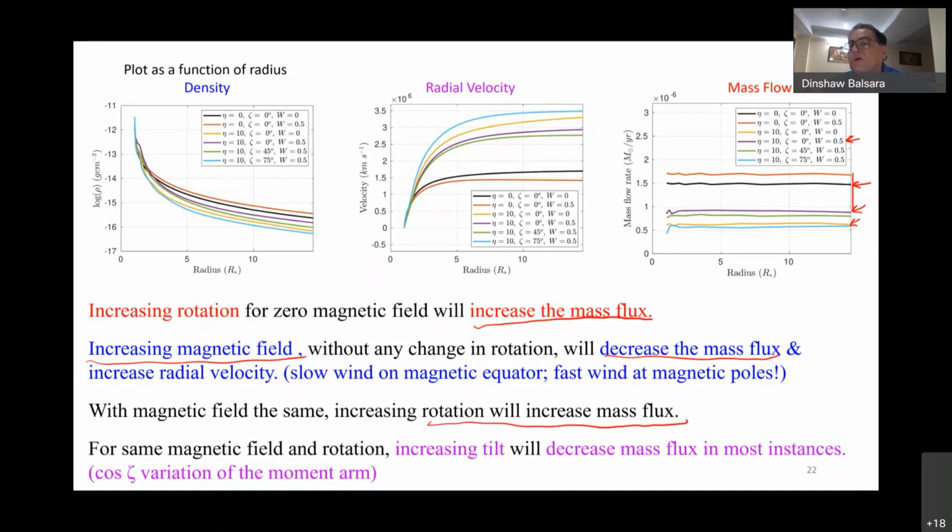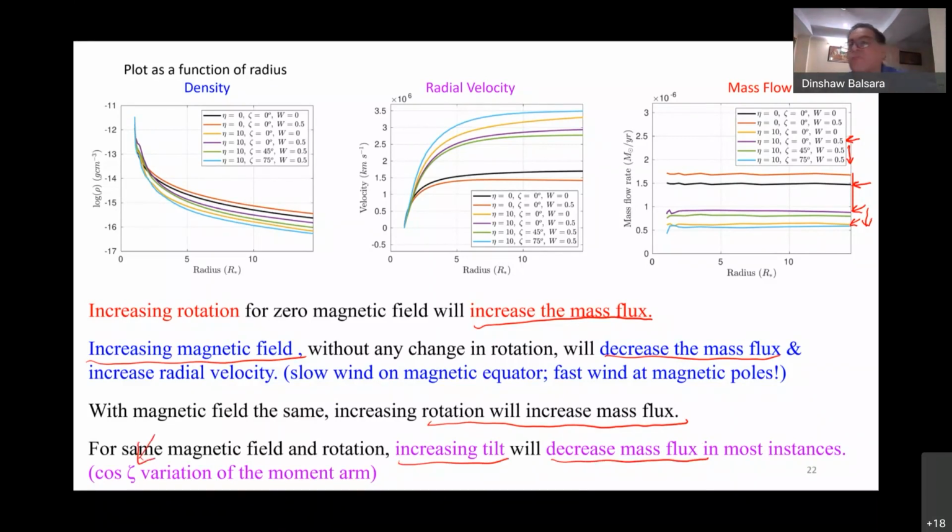And these last two simulations show us what happens when we increase the tilt angle. As we increase the tilt angle, we see that the mass flux decreases. And that too makes sense, because if your magnetic axis is tilted relative to the rotational axis, then you have a smaller moment arm from your magnetic dipole, and therefore you're less likely to fling material outwards. And so your mass loss is reduced. So this tells us that increasing tilt will create a situation where we have decreasing mass flux.